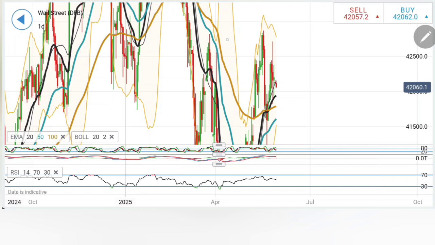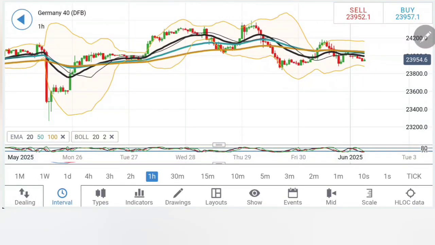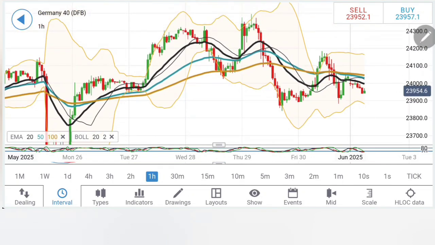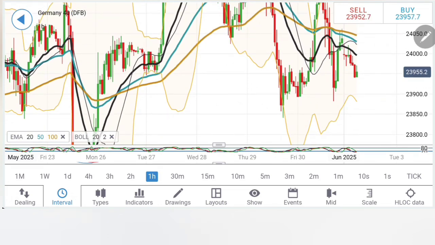Let's move to Germany 40. Now DAX on the hourly chart is clearly seen taking support here. With that as support, see lower highs are seen here. And now it is trying to breach this. So if you see it is staying beyond the 23,850, 880 zone, you can stay with the sells here.